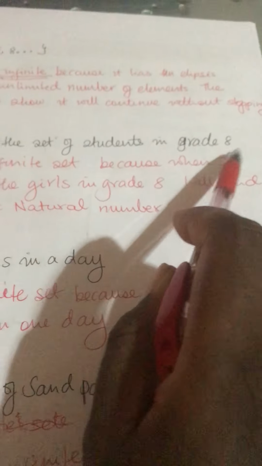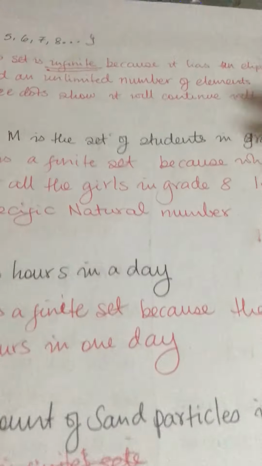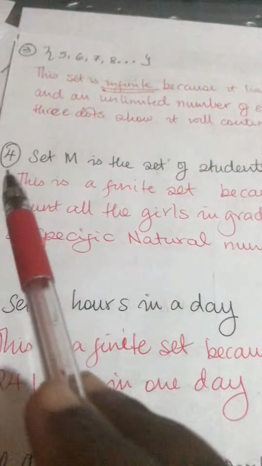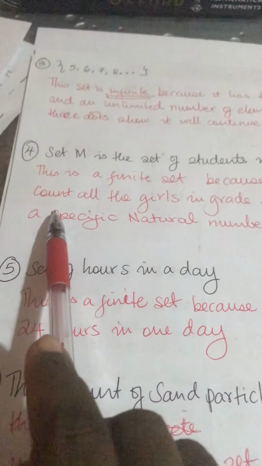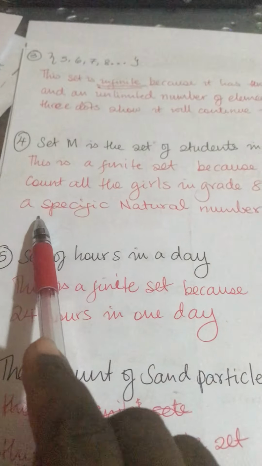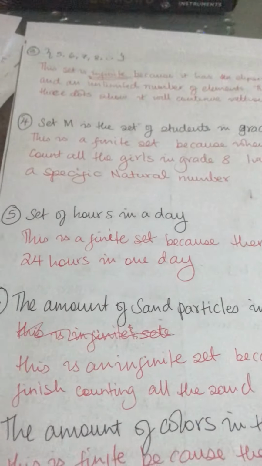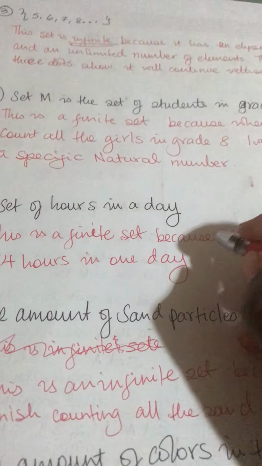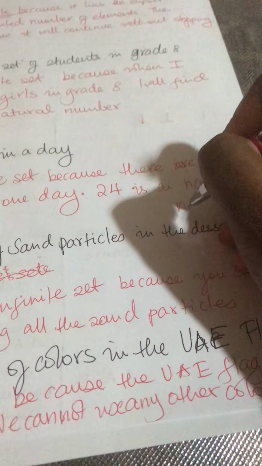Underline, so that when you study, it is easier. Alright, set M is the set of students in grade 8. So this is finite because I can finish counting all the girls in grade 8, and I will get a natural number. Okay? This is a finite set because when I count all the girls in grade 8, I will find a specific natural number. The set of hours in a day is a finite set because there are only 24 hours in one day. And 24 is a natural number.